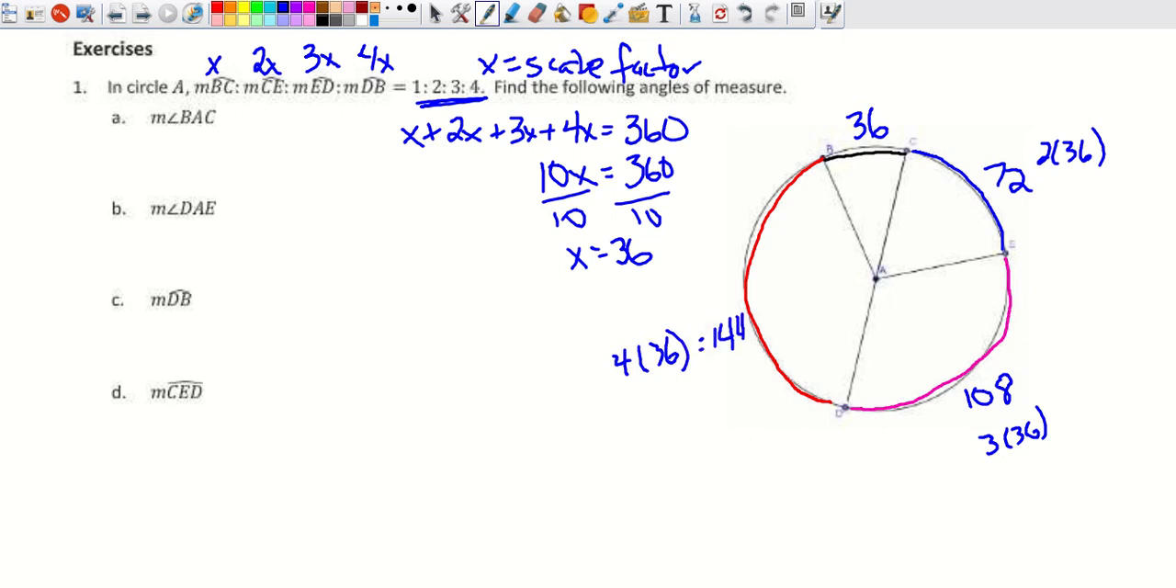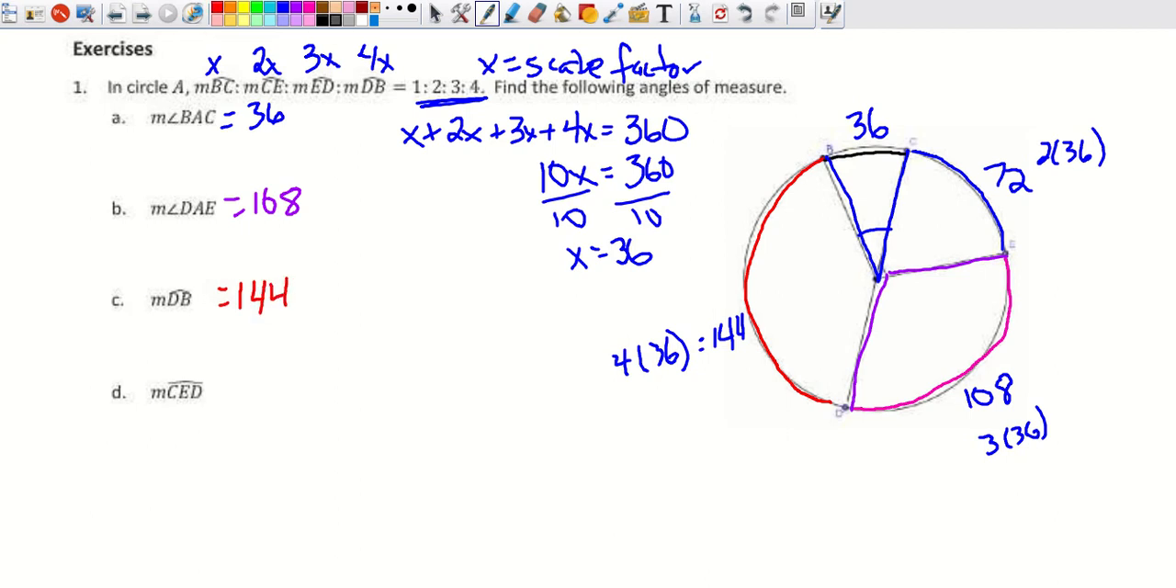So now we can figure out the measures of the angles. Angle BAC here is just going to be central, so this is 36. Angle DAE is this inscribed angle down here, so that's going to equal 108. Arc DB is this red arc right here, which we already know the measure of, which is 144.